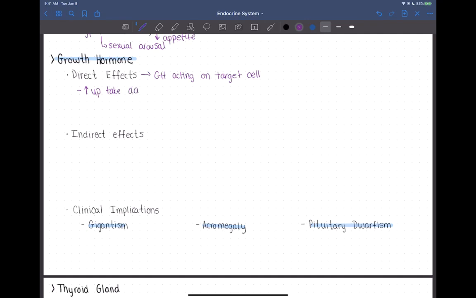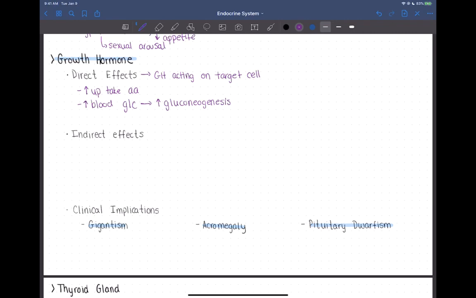All right, so it's going to start taking up more amino acids and kind of conserving them. It's going to increase blood glucose in general. It'll do this by increasing gluconeogenesis.